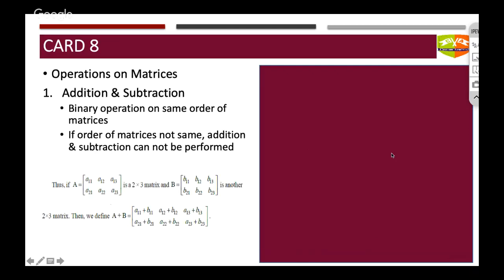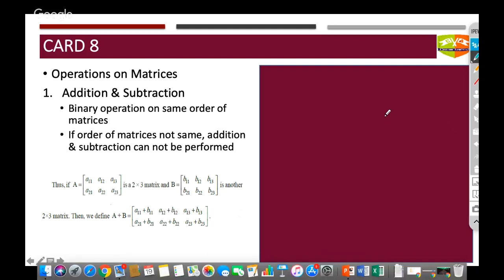Now let me move to the addition operation on matrices. So I'm starting with addition and subtraction. It's the same thing again. If the order is not the same, addition and subtraction cannot be performed. And what do you add and subtract? You add and subtract corresponding elements from both sides.